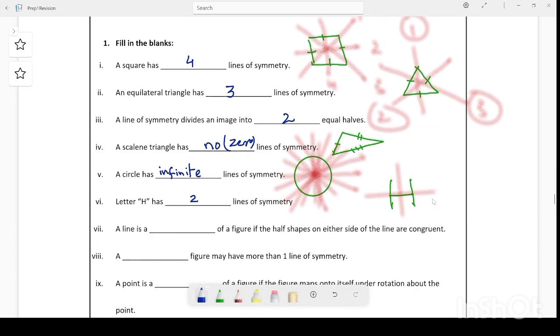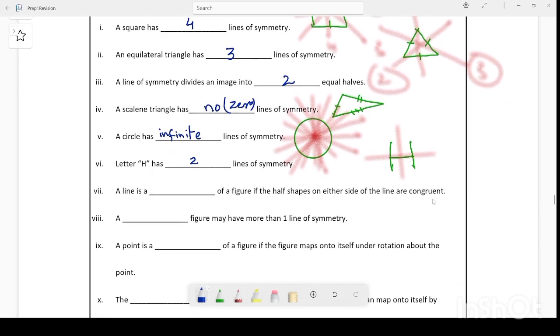Okay. Now, the seventh part says a line is a dash of a figure if it has half shapes on either side of the line that are congruent. So we can say that this is actually the line of symmetry of a figure if the half shapes on either side of the line are congruent, or we can say that this is a symmetrical shape. A line is a line of symmetry of a figure if it has half shapes on either side of the line that are congruent.